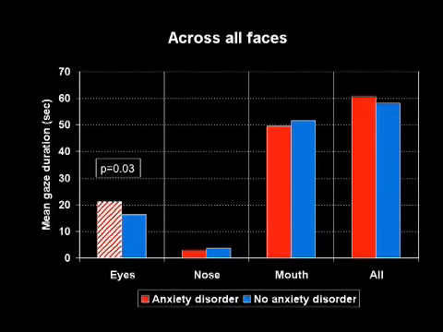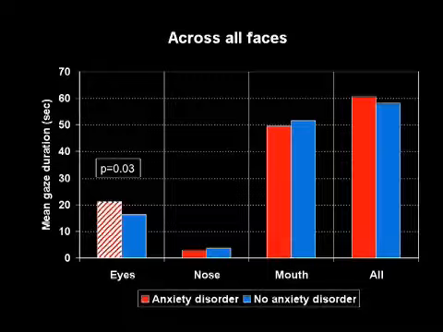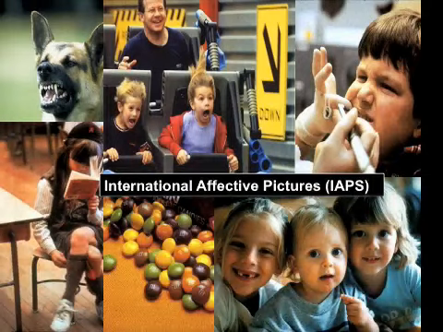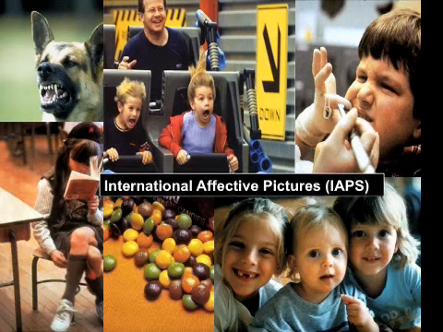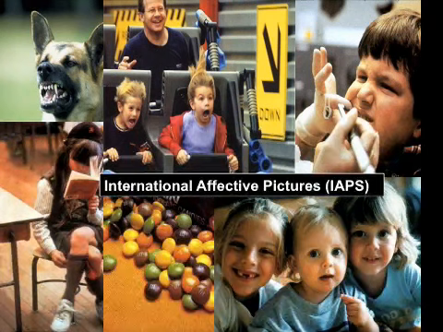Now, we showed faces of different emotions to kids, and what we found is that the preschoolers with anxiety spent a significantly longer time looking at just the eyes of these different faces. But then we wanted to look beyond just faces and look at more complex pictures with different emotional valences, so positive and negative, and social and non-social.